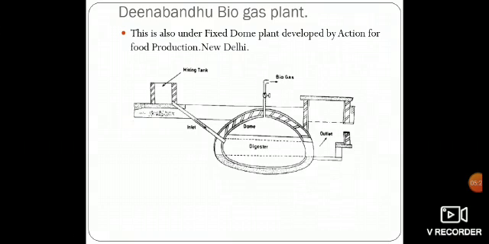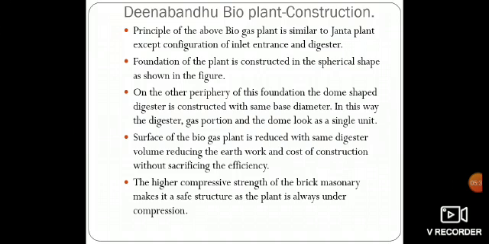Deenbandhu Biogas Plant. The second one is the Deenbandhu Biogas Plant, which was developed by Action for Food Production, New Delhi. We will first understand the construction of the Deenbandhu Biogas Plant. The principle of this biogas plant is similar to the Janta Biogas Plant except for the configuration of the inlet, entrance and digester.